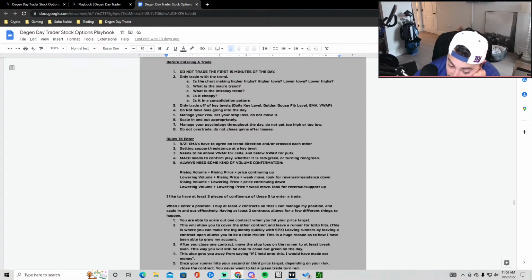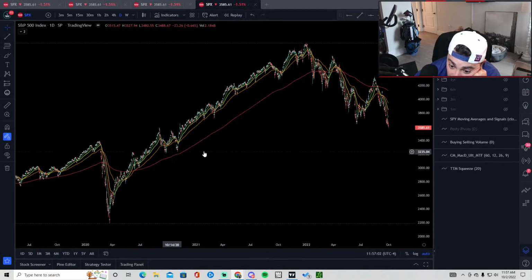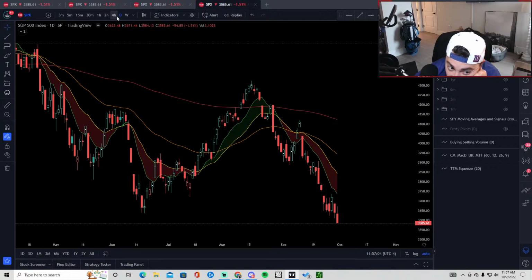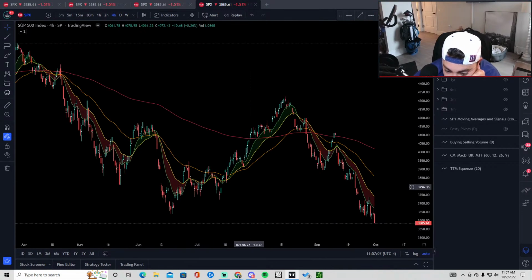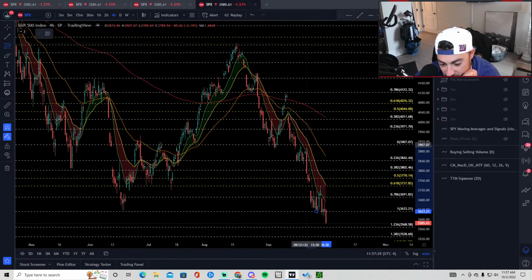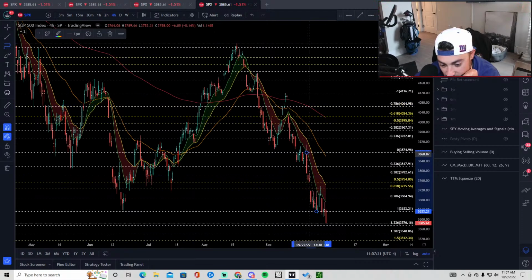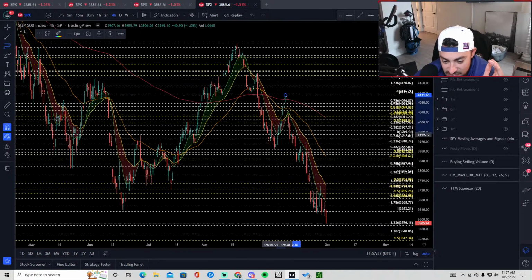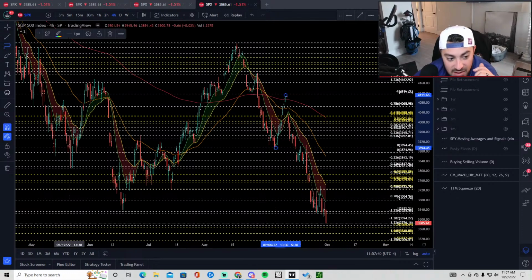Yes, I use the Golden Goose fibs. Golden Goose fibs are a strategy I have used from the King Capital guys. Essentially, what I do is use two different fibs, finding a swing high and swing low for the most recent swing high and swing low, and using those two fibs.